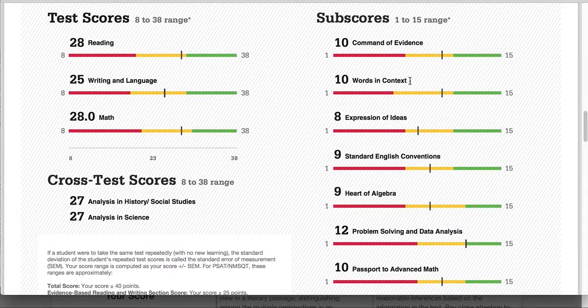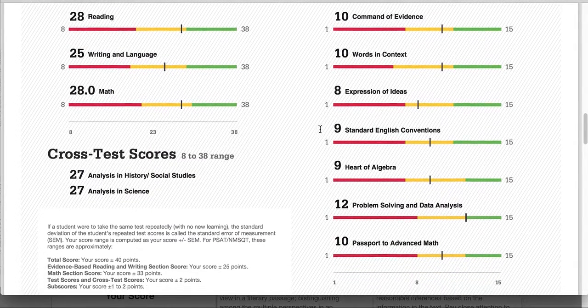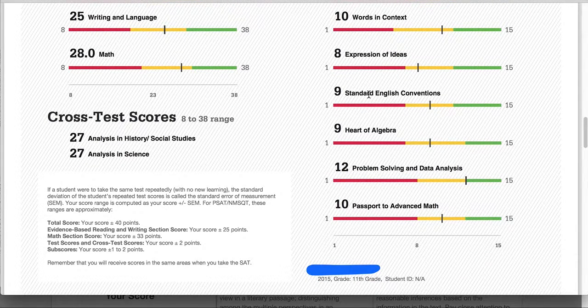Words in context are those questions in which you have to basically define a word or phrase by picking the right answer, the right definition of that word or phrase. And you can find that definition using the context of the passage. So these are some examples of the skills that the test tries to categorize throughout its test questions. Heart of algebra is basically a bunch of algebra skills that you might find in the test questions. Passport to Advanced Math is another set or category of skills, math skills, that you'll find in the math section.